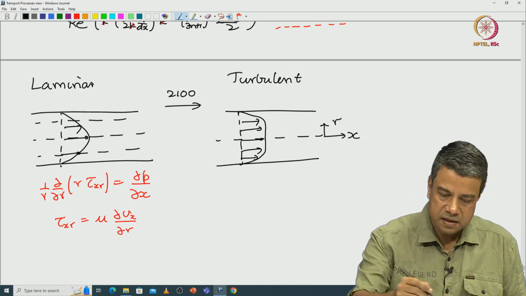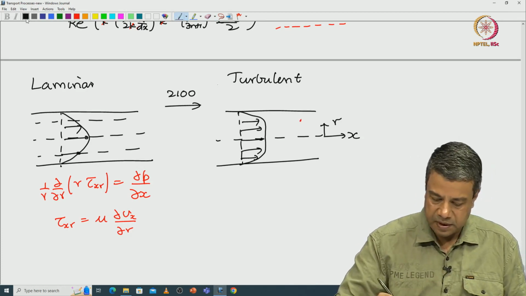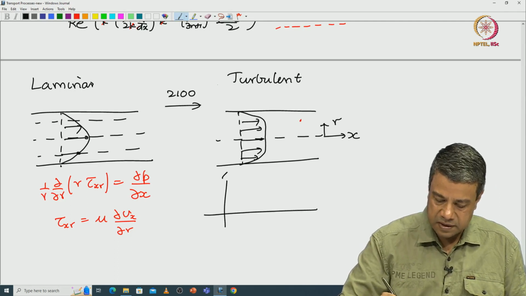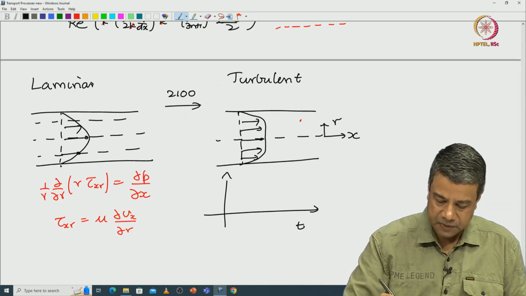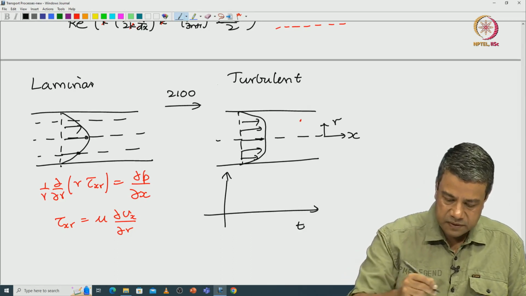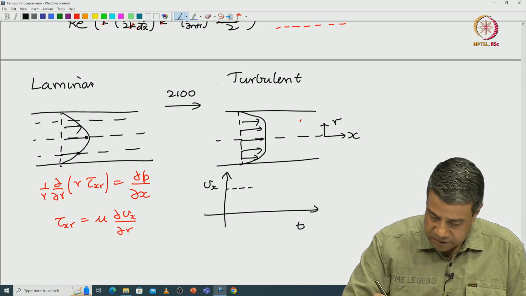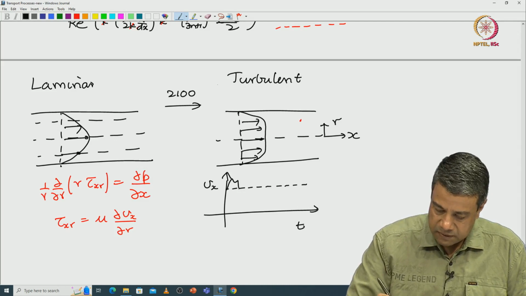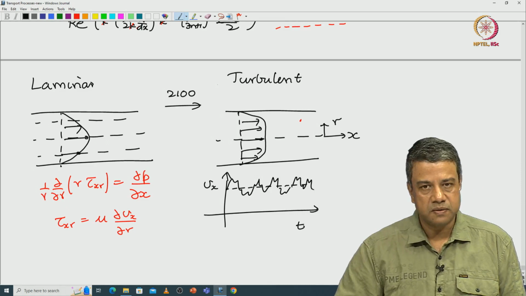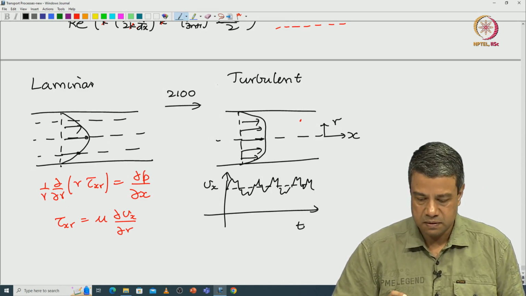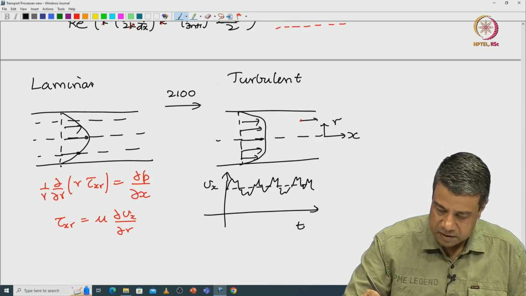In this case, at any instant of time, if you look at the velocity at a particular location, there will be fluctuations in the velocity in all three directions as a function of time. If you look at the streamwise velocity V x, it has an average value of course, but it will be fluctuating about that average value.